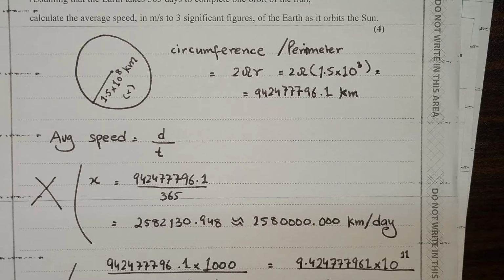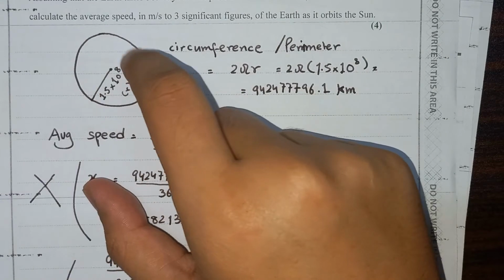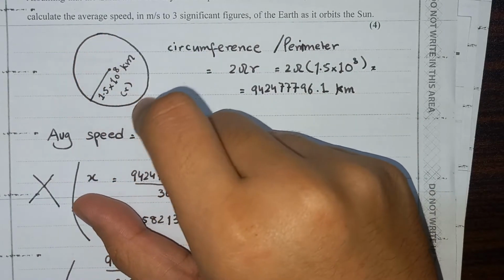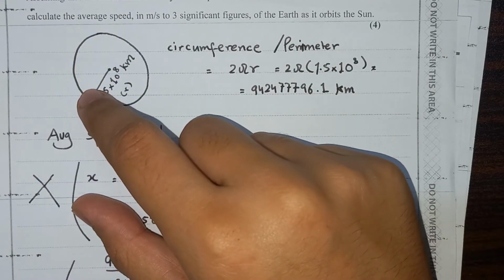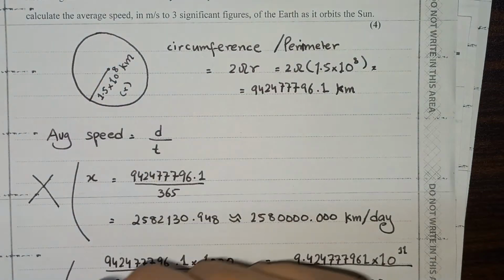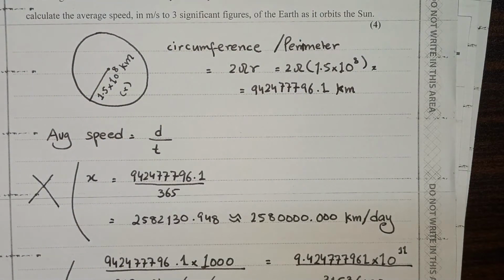So first of all, we need to know the formula for average speed, and for average speed the formula is total distance traveled divided by total time taken. So the distance of an orbit is basically, this is the orbit, and the distance of it is also known as the perimeter of the circle, or you can say the circumference.